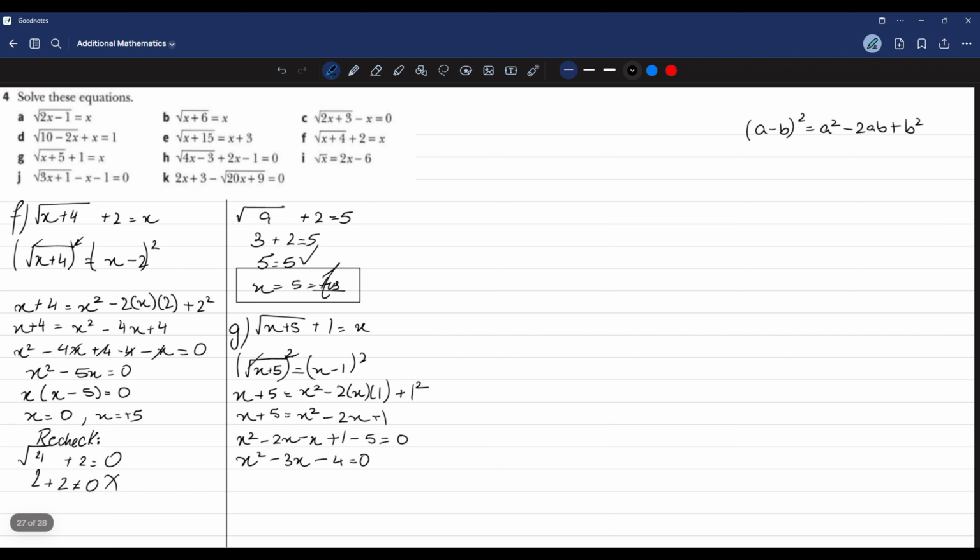What are the factors of negative 4 which make up negative 3? Well, that's obviously 4 and 1. So x squared minus 4x plus x minus 4 is equal to 0. x as the common factor, x minus 4 here, plus 1 as the common factor, x minus 4 here, is equal to 0. So x is either equal to negative 1, or equal to positive 4. I hope that is clear.